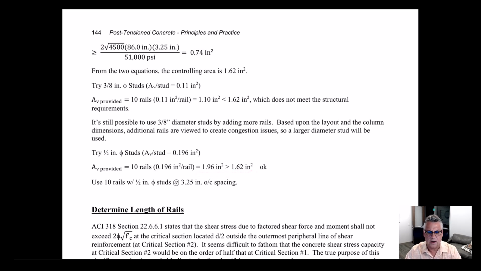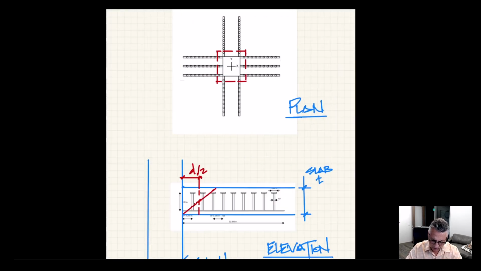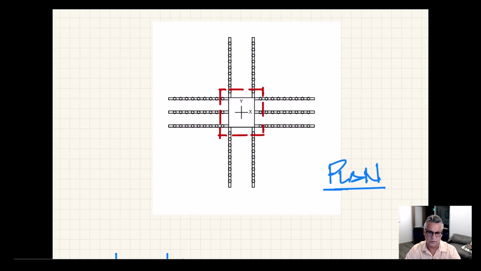Now I've got more than I need. So we are going to use 10 rails with half inch diameter studs at 3.5 inches on center spacing. But I just want you to be 100% clear. I don't know if this is always that clear when you use other people's software and the producer's, supplier's software. All you did was calculate these studs. So the next question is, why do we have all these studs? Well, that's what we're going to determine next.